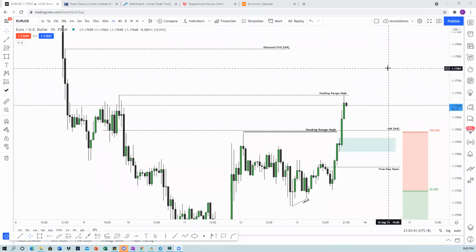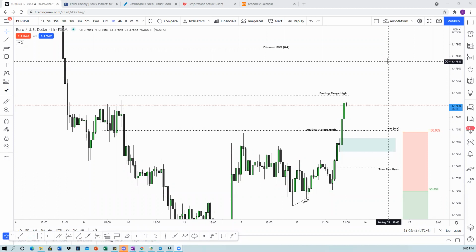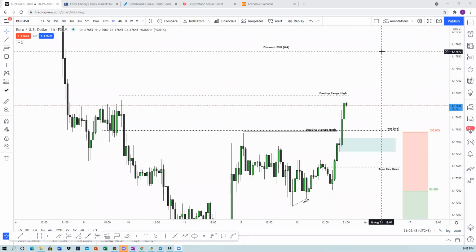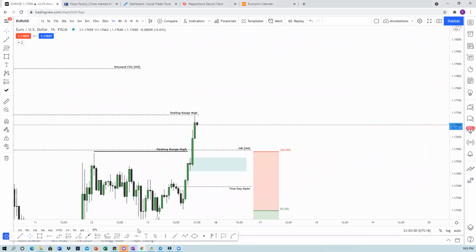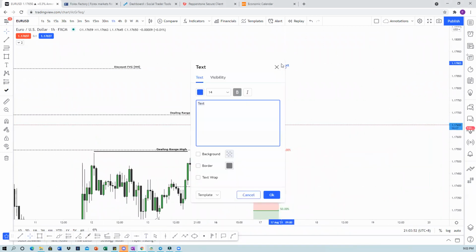Okie dokie. So mentorship day one, bootcamp day one for the month of August. Okay. So we will be going through on day one, number one, ICT PD arrays, how I interpret them. Number two, external, better give credit to ICT, external to internal range liquidity.